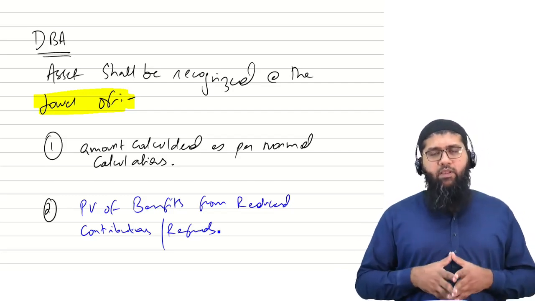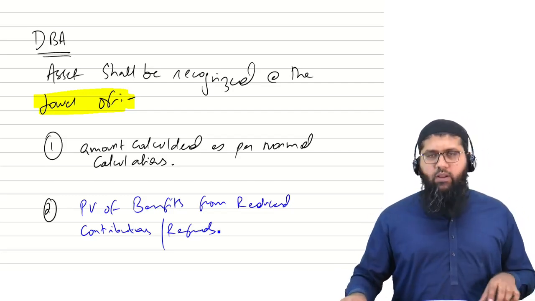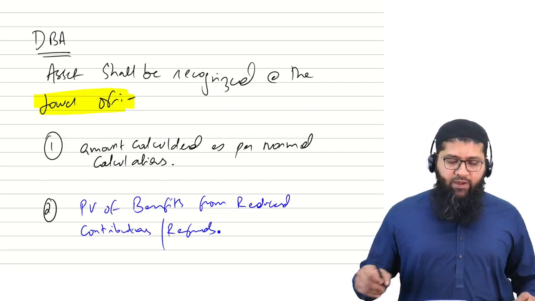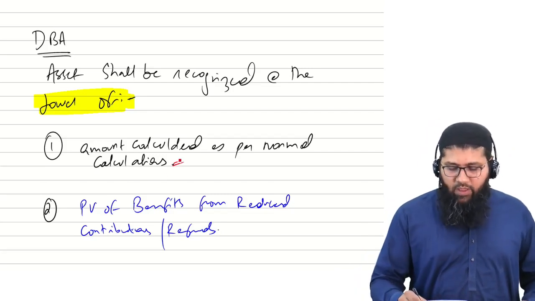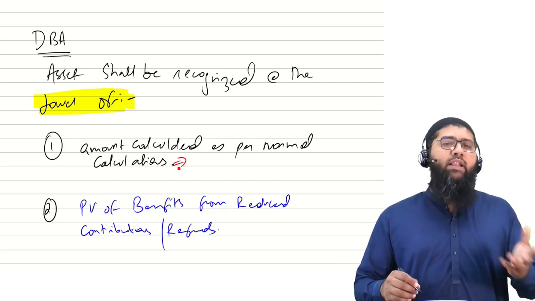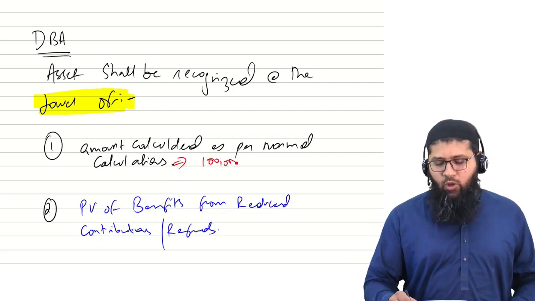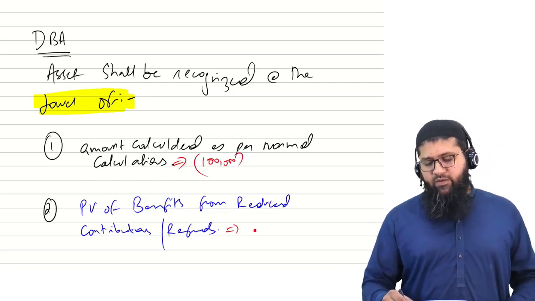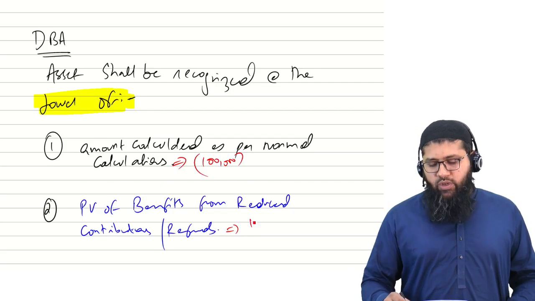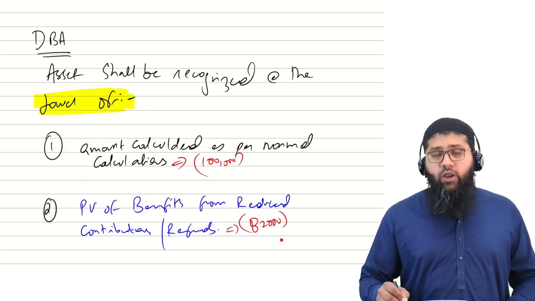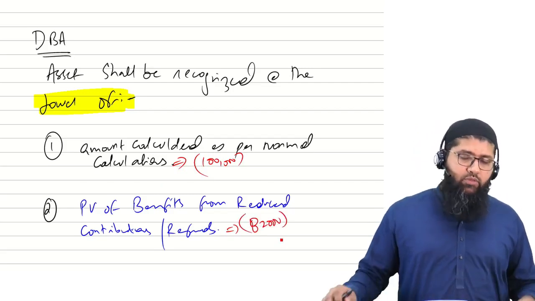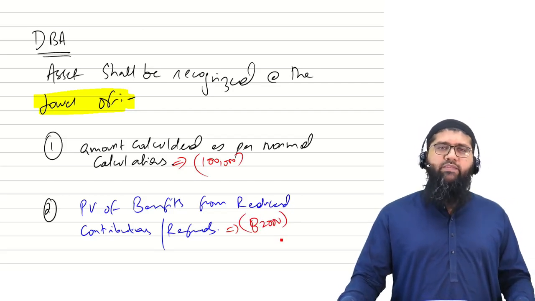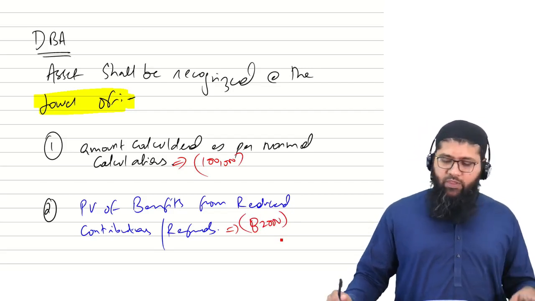So if that is applicable, whatever the amount is lower, you would restrict your asset to that value. Like for example, if the amount calculated as per normal calculations is 100,000 and the refunds you have got is 82,000, so you got to restrict your asset to 82,000. That is something that you have to do.